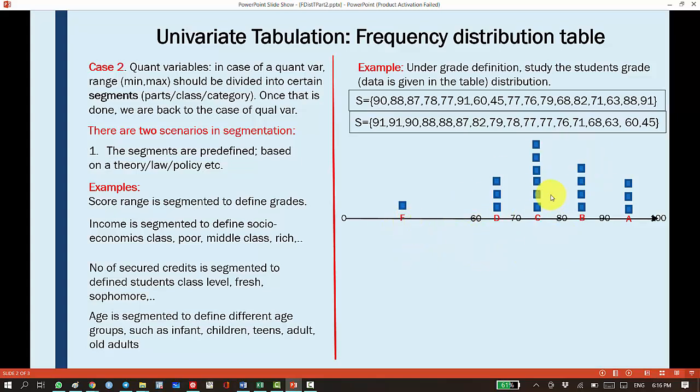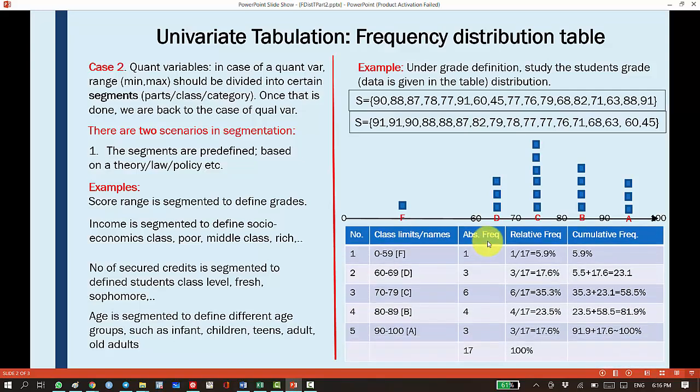Putting this visual graph in the table, we have the following. We have 5 classes. The first class is for the F grade, representing the score from 0 to 59. The second class is D grade, C grade, B grade, and A grade. The absolute frequency of the class is the number of students in that class. We have 1 student in the F class, 3 in the D class, 6 in the C class, 4 in the B class, and 3 in the A class. In total, 17 students.